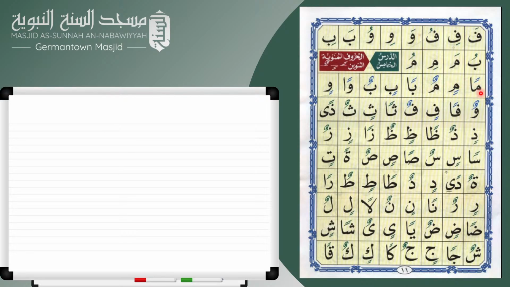Is that clear? Mim fathatain man. Mim kasratain min. Now we're going to combine the two. Man, min. Mim dhammatain mun. Man, min, mun.